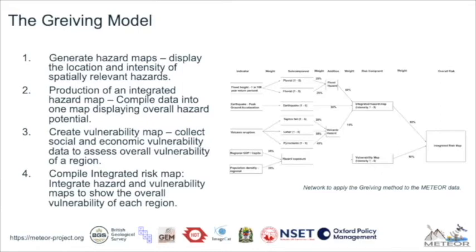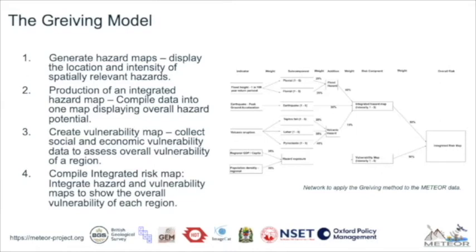The second stage of this model is the production of an integrated hazard map. All hazard data are compiled into one map showing overall hazard potential. This aggregation is straightforward as all of the maps display the hazard potential as a 1 to 5 index. It is possible, however, that some hazards are considered as more important than others. In this case, it is possible to weight the hazard contributions to the final aggregation.